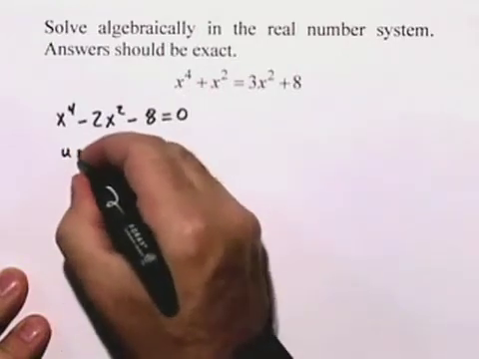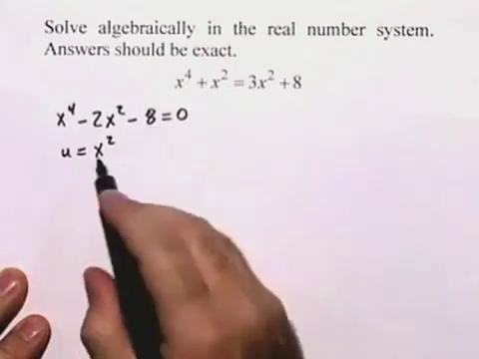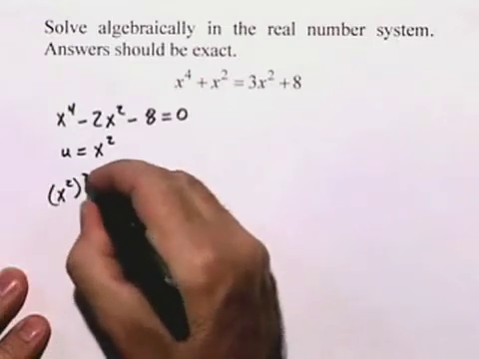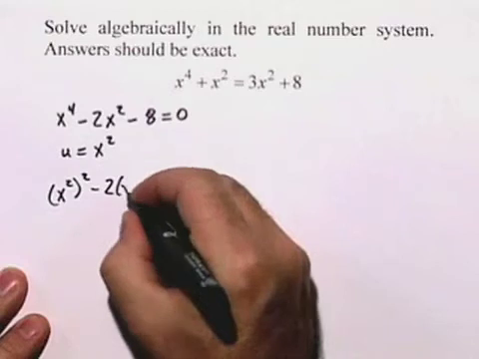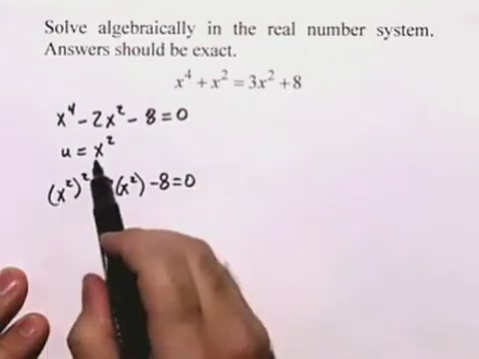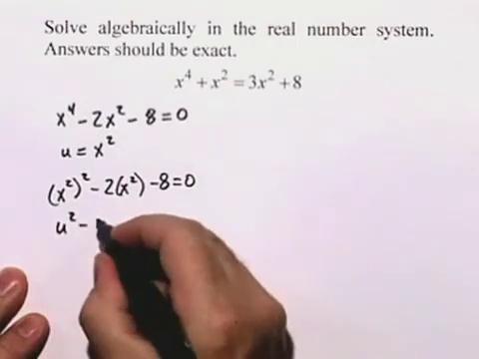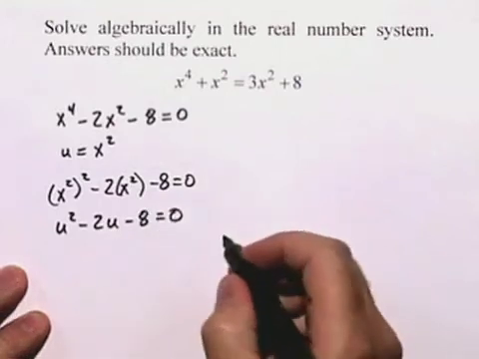If we do a substitution and let u equal x squared, we can rewrite this equation in terms of u. If we think of x to the fourth as x squared squared, then minus 2 times x squared minus 8 equals 0. And since we're letting u equal x squared, we can write this as u squared minus 2 times u minus 8 is equal to 0.